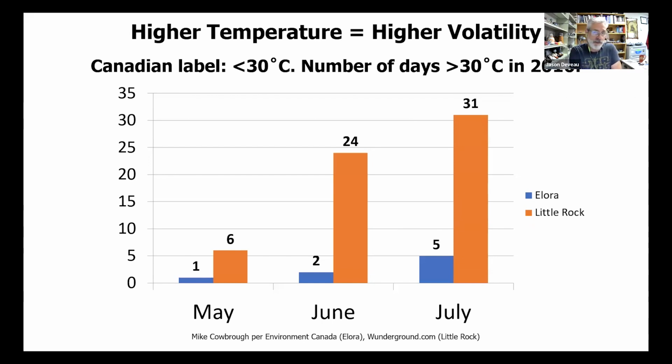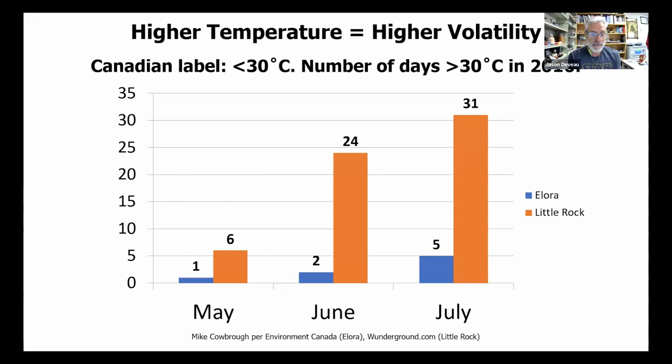And Mike Cowbrough did something so clever. He thought maybe it's just plain old temperature. Maybe we got lucky that our temperatures aren't as hot when we apply this. So we took a look. And this histogram is Mike looking at the temperatures in Elora and the temperatures in Little Rock, Arkansas on the same day of the same year, 2016.